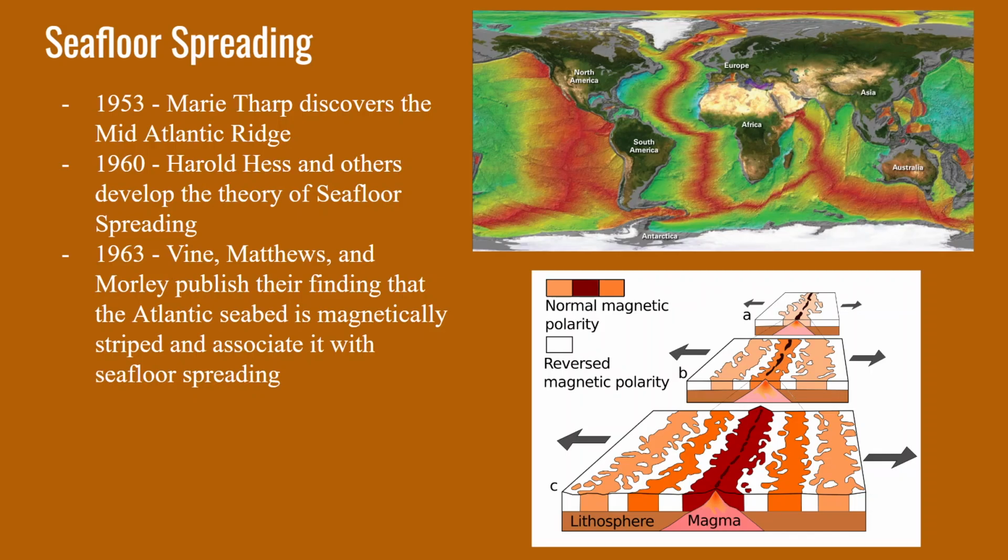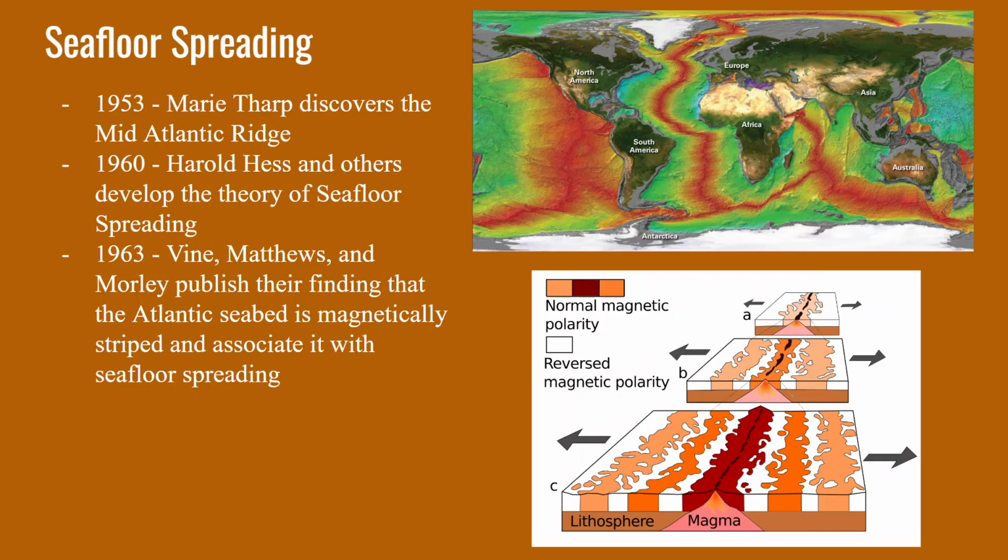And from this, there were lots of people involved in the development of these theories, but the big name here is Harry Hess, who used these findings and others to develop the theory of seafloor spreading, the idea that new crust is being created at these big mid-ocean ridges, like the Mid-Atlantic Ridge, and spreading outward and eventually being recycled in these subduction zones near the continental margins.